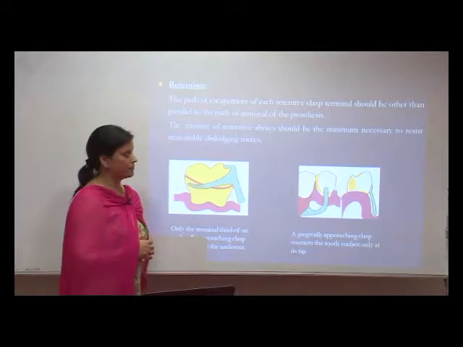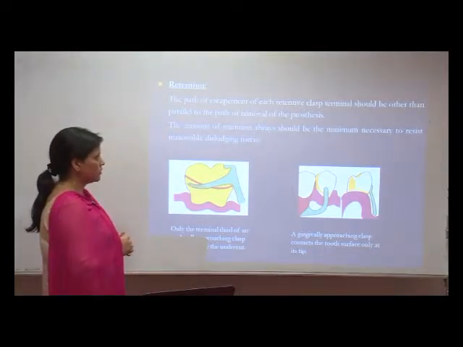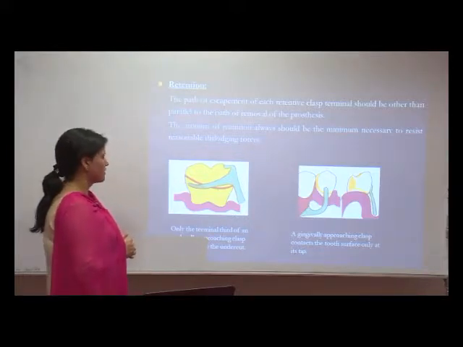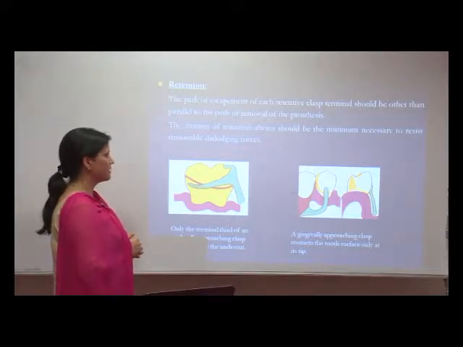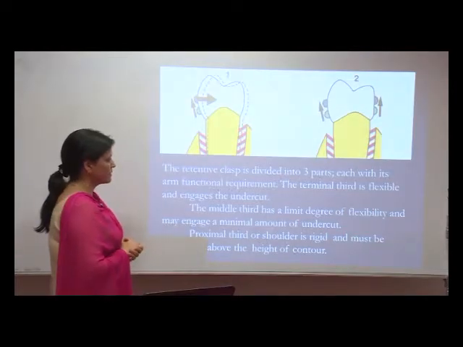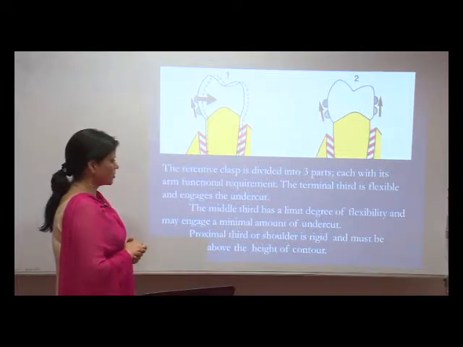Coming to retention. The path of escapement of each retentive clasp terminal should be other than parallel to the path of removal of the prosthesis. The amount of retention should always be the minimum necessary to resist reasonable dislodging forces. The retentive clasp is divided into three parts, each with its own functional requirement.